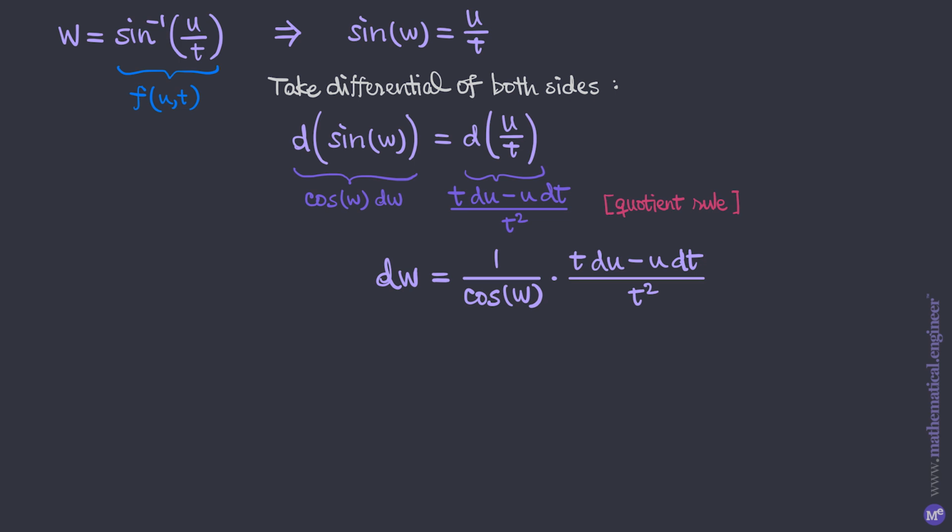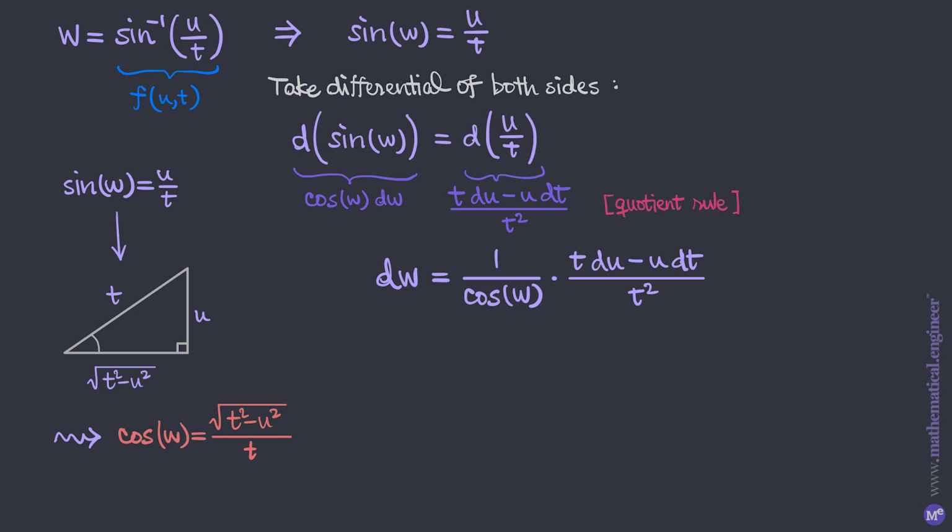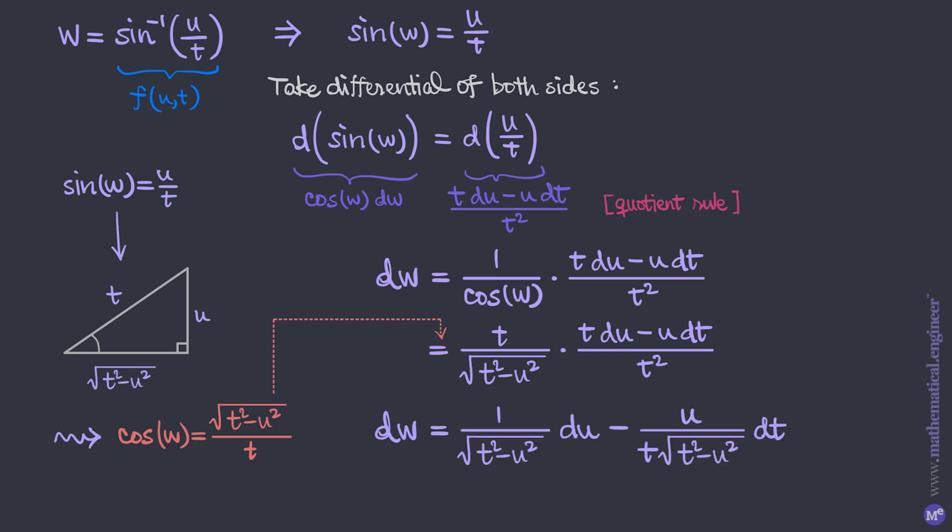All right, notice that we have a part that is not in terms of the two independent variables yet. So let's construct a right triangle based on the expression for sine of w. Then from the diagram, we can write cosine w as the square root of t squared minus u squared, over t. Plugging that into the expression for dw, we get this. Finally, by splitting the right-hand side into two terms, we can express the total differential of w in terms of the differentials du and dt.